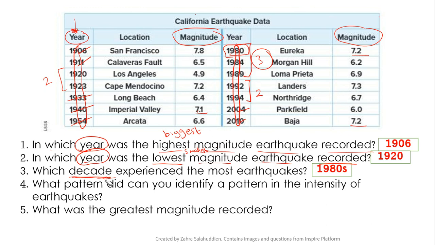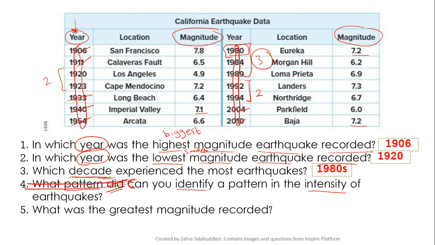Question number 4 says, what pattern can I identify in the intensity of earthquakes? I see a mistake with my question. It's supposed to be, what pattern can you identify in the intensity of earthquakes? Or can you identify a pattern in the intensity of earthquakes? Sorry about that. Okay, so can you identify a pattern in the intensity of earthquakes? Can you see any pattern in the intensity, the biggest earthquakes?